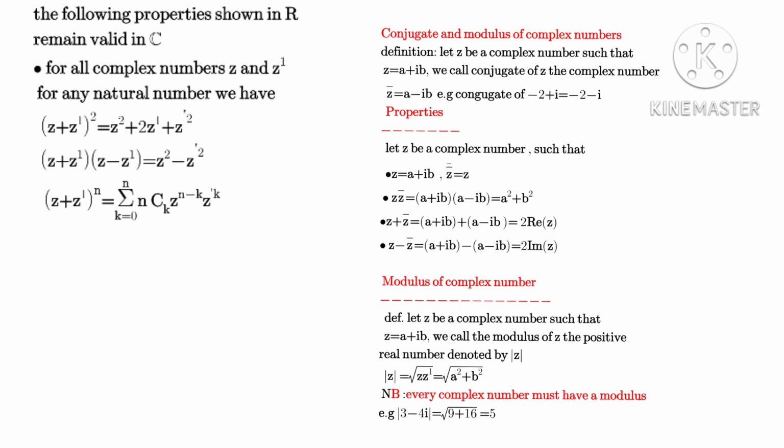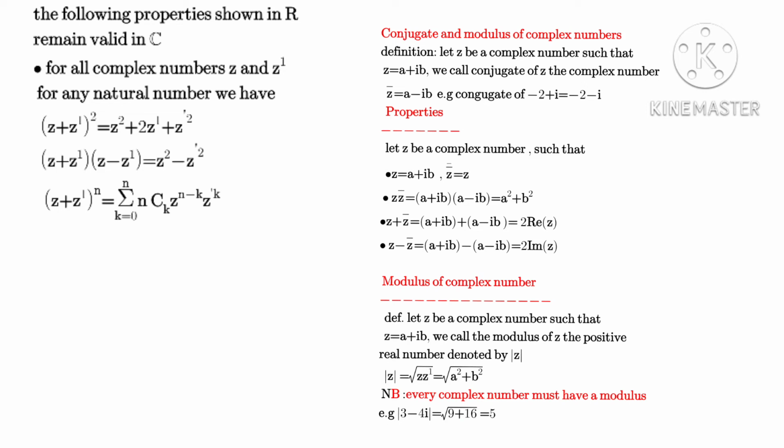So we have some other properties shown in R, though they remain valid in complex numbers. For all complex numbers z and z prime, (z plus z prime) raised to power 2, we can easily simplify that, even up to (z plus z prime) raised to power n, using the binomial formula, the Newton binomial formula.